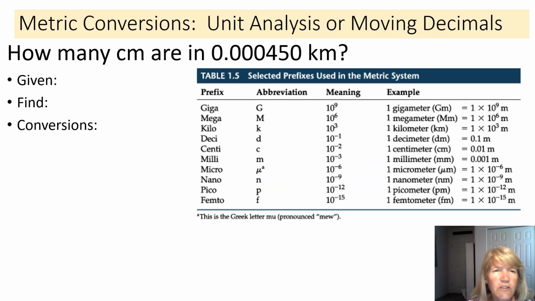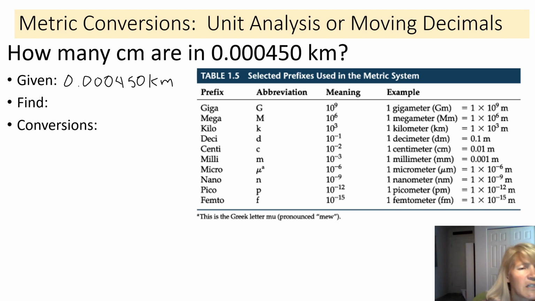So now let's apply this unit analysis method to solving metric conversions. This is one way we can solve these. And here's a problem. How many centimeters are in 0.000450 kilometers? So we start by finding our given and our find. Our given, the number and a unit, is 0.000450 kilometers. And our find is just a unit, it's centimeters. Find centimeters.